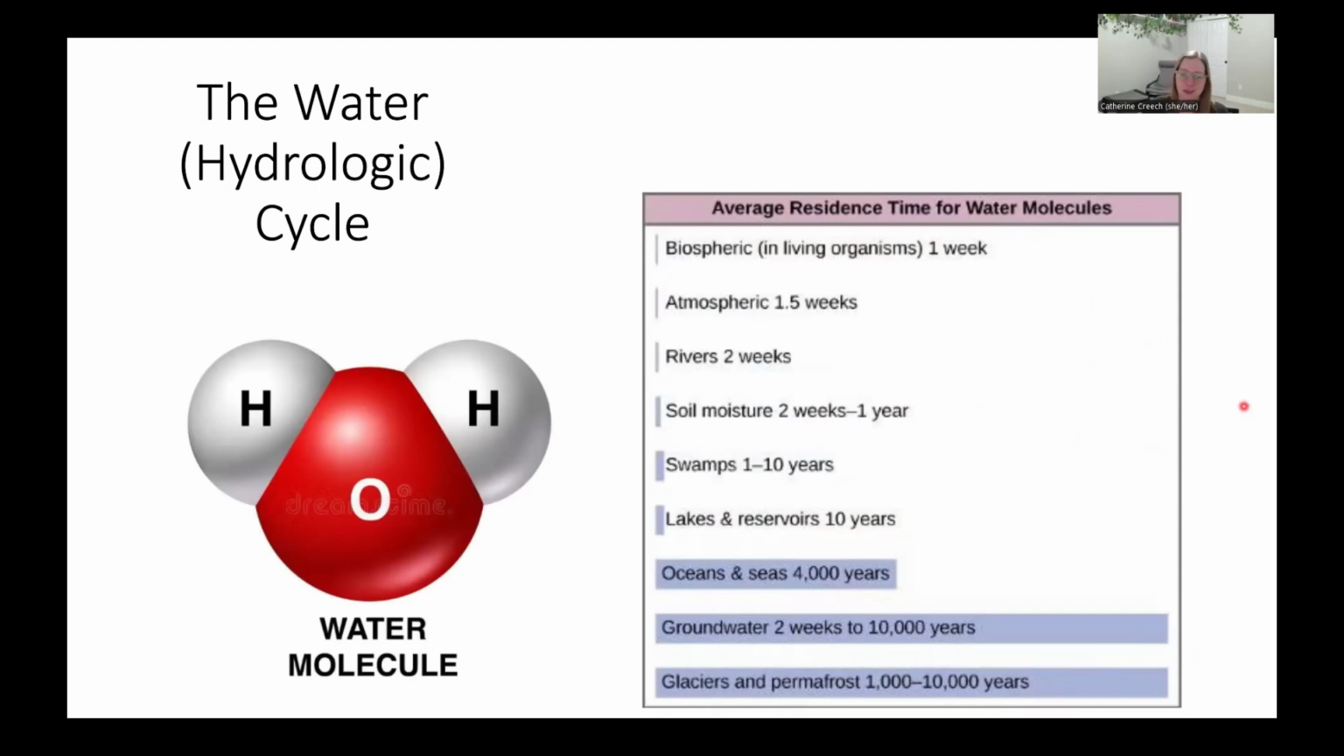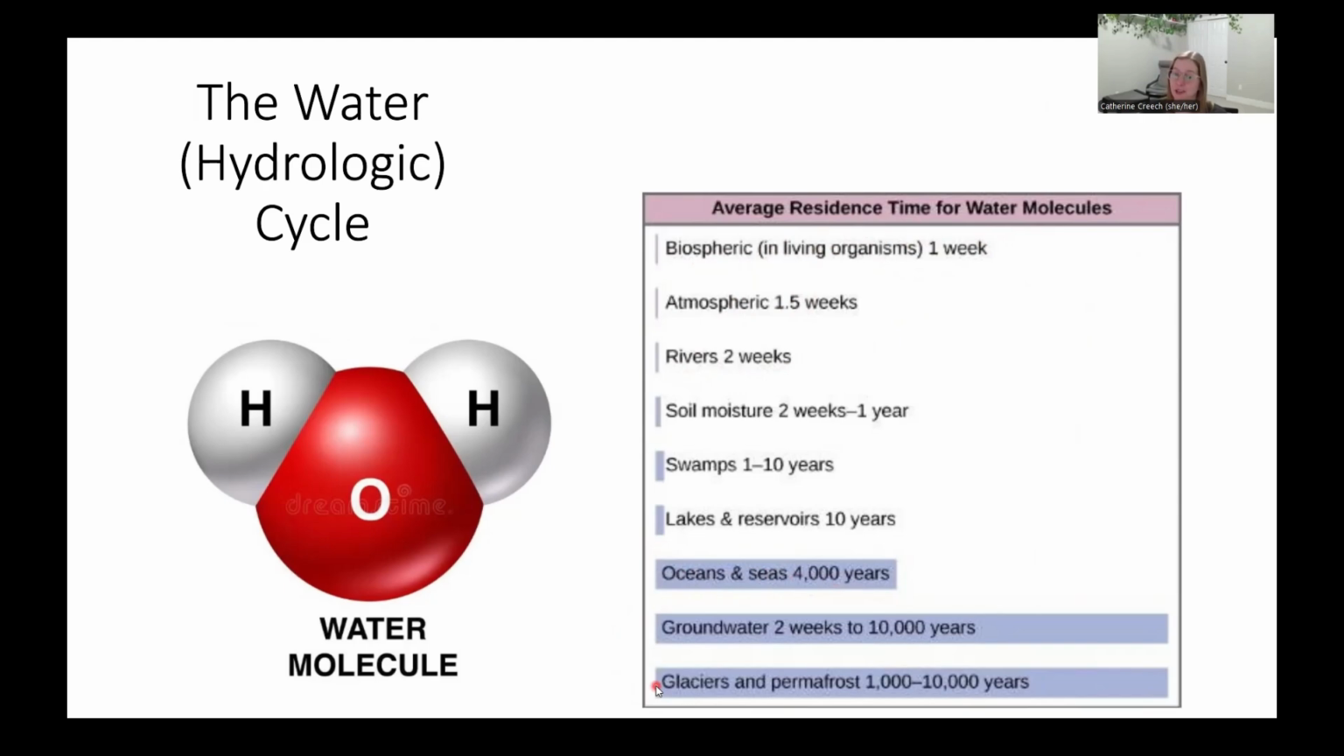Our hydrologic cycle is continuous, but we do have a high residence time for water molecules. A residence time is how long a water molecule stays in a specific reservoir. So here we have our biospheric, that's less than a week. We have atmospheric, only 1.5 weeks. Rivers, 2 weeks. So this is a short turnaround before it's returned to the ocean. Our oceans and seas, the water stays in them for about 4,000 years.